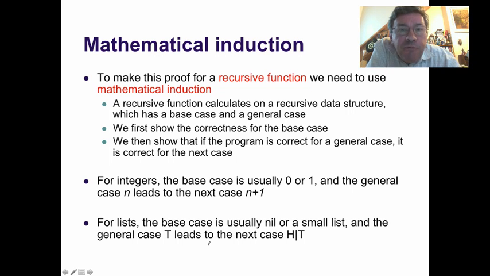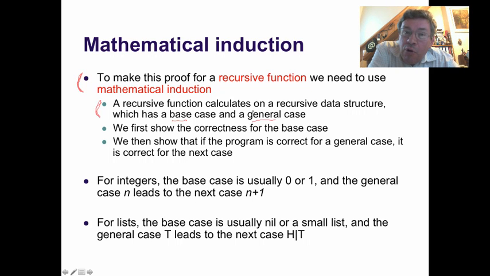We want to make a proof. So we have a recursive function, factorial. So the proof has to use mathematical induction. Mathematical induction is the technique that's used for recursive entities. So a recursive function calculates on a recursive data structure. In this case, it's integers, positive integers starting from 0. So there's a base case, and then there's a general case.